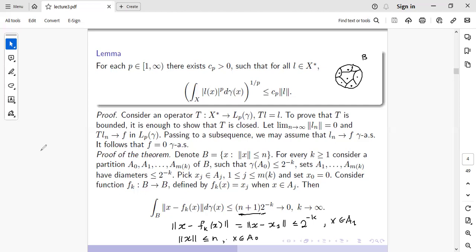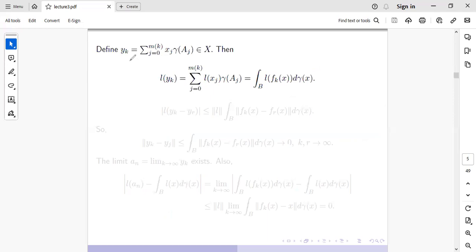Okay, and now let's integrate the function f_k. Consider the following element in X. This is the sum of vectors x_j times the measures gamma of A_j. Then y_k is really the integral of the function f_k(x) as an integral of a function with values in a Banach space. Because when we apply some functional L to y_k, we get the sum of L(x_j) gamma(A_j). But on the set A_j, the function f_k is equal to x_j. So this is the same as the integral of L(f_k(x)) d gamma(x).